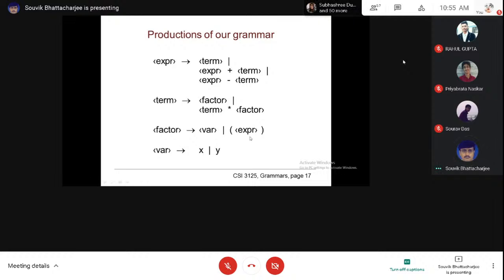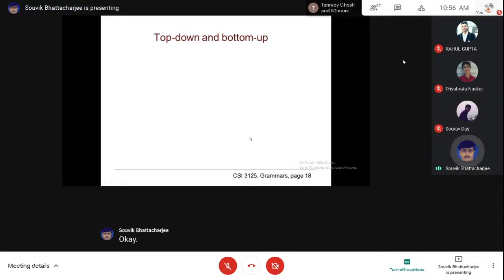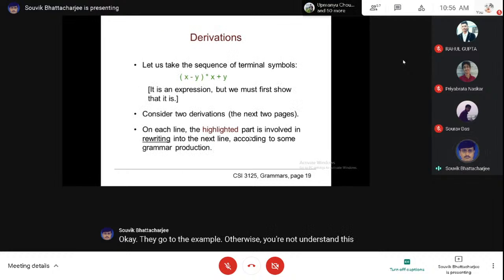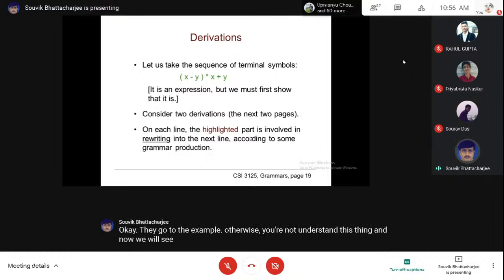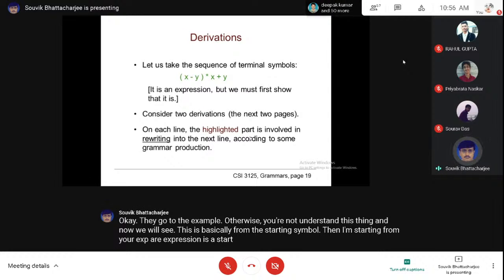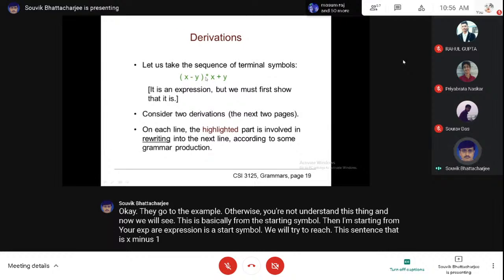Okay. Should I go to the example? Otherwise, we will not understand this thing. Now we will see, starting from your expression, which is your start symbol, we will try to reach this sentence, that is x minus y in parentheses into x plus y.